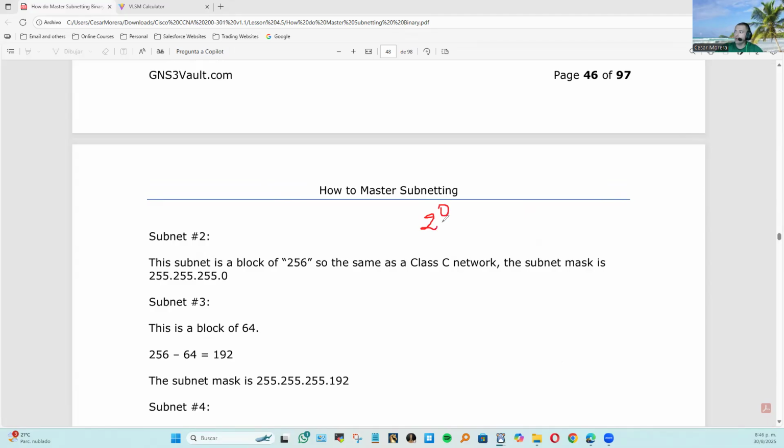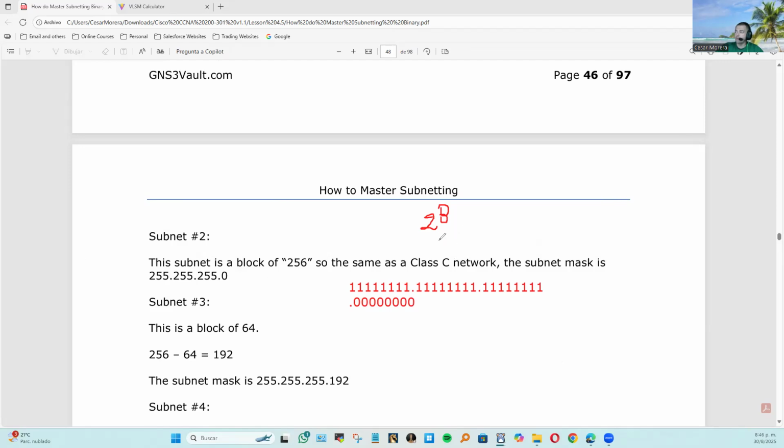2 to the power of 8 will be all of these zeros. So when we were having all the ones, 1, 2, 3, 4, 1, 2, 3, 4, 1, 2, 3, 4, 1, 2, 3, 4, 1, 2, 3, 4, then 0, 0, 0, 0, 0, 0, 0, 0. This is what happened. Let me use another color, maybe a green one.